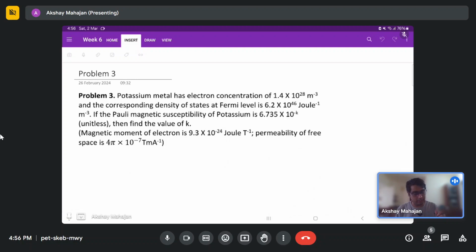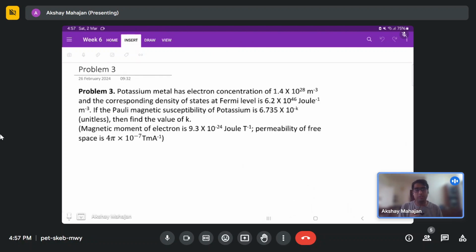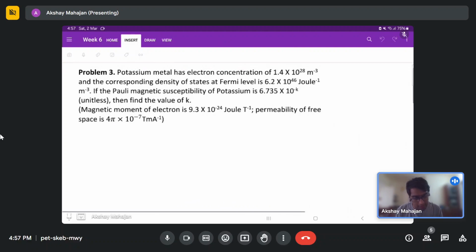Okay, so the next problem is: it is given that potassium metal has an electron concentration of 1.4 times 10 to the power 28 per meter cube, and the corresponding density of states at the Fermi level is also given to us. If the Pauli magnetic susceptibility of potassium is given to us, then we have to find the value of chi.